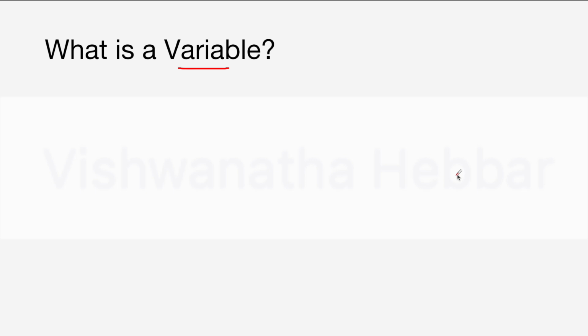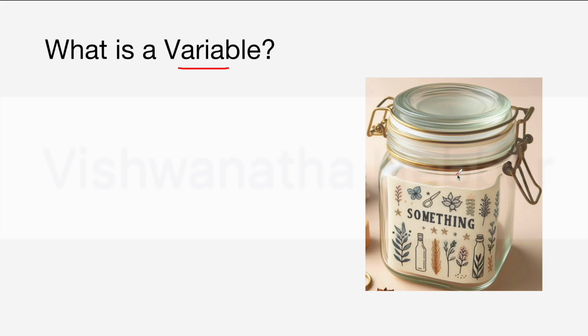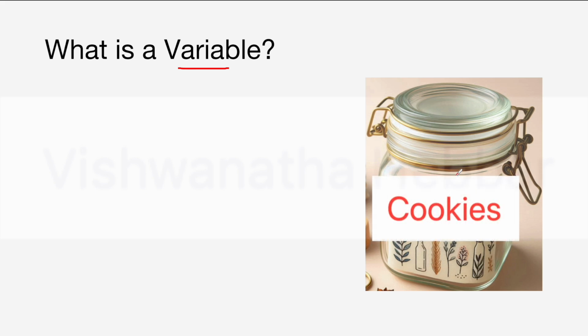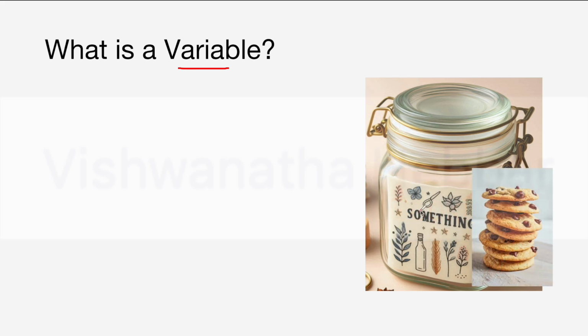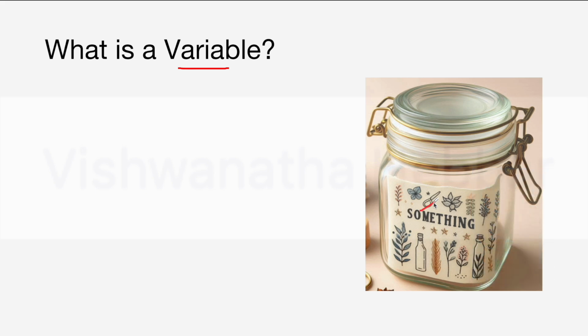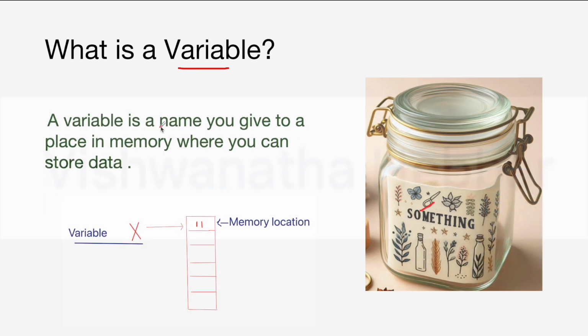You can imagine a variable is like a labeled jar where you can store something. For example, if you have labeled this jar as cookies, you know that this jar is holding cookies. Similarly, in programming, a variable is a name you give to a place in memory where you can store data such as integer, string, etc. It is a name given to a memory location, or a place in memory, called a variable.